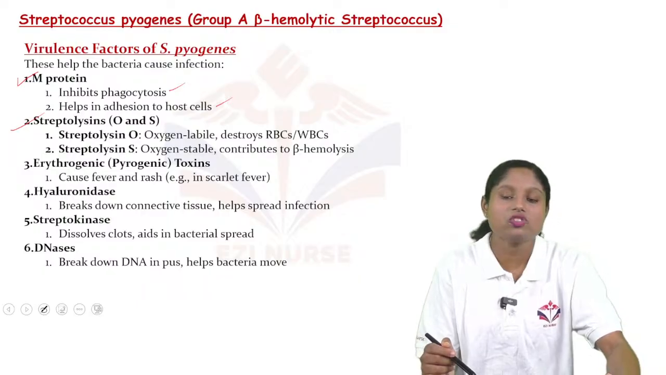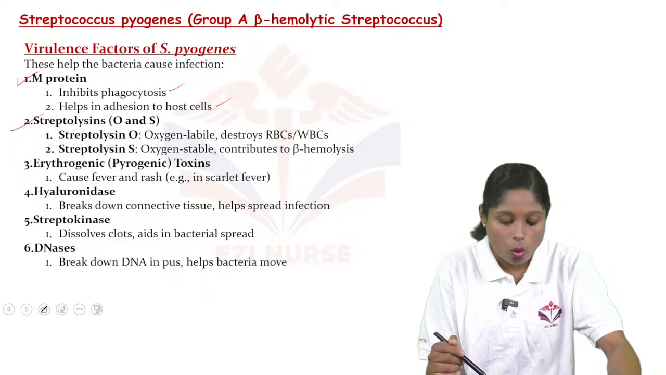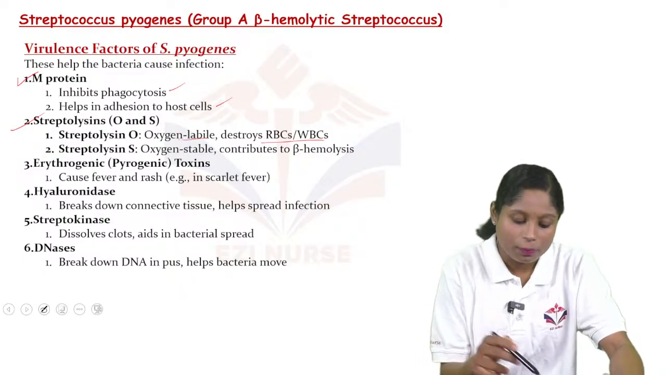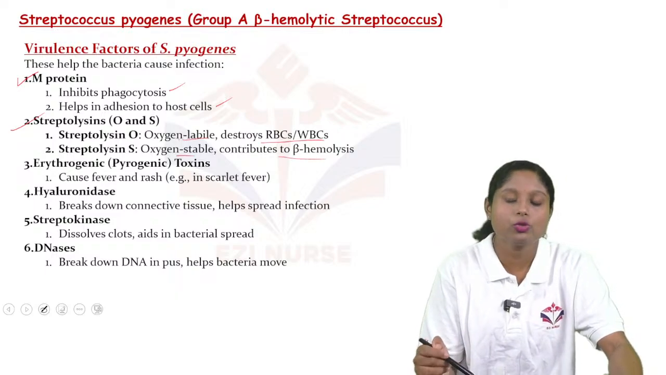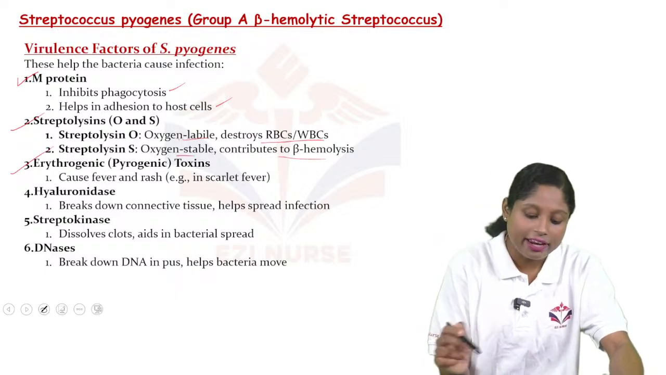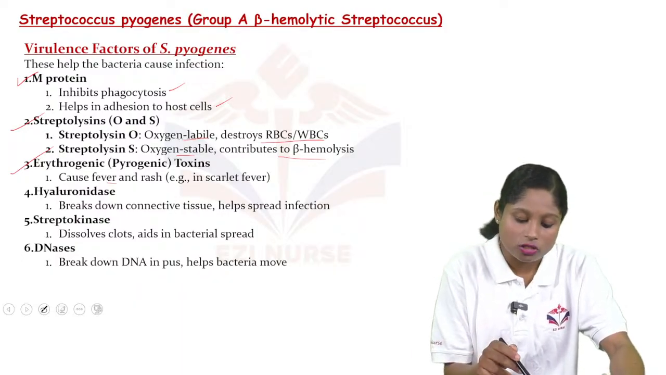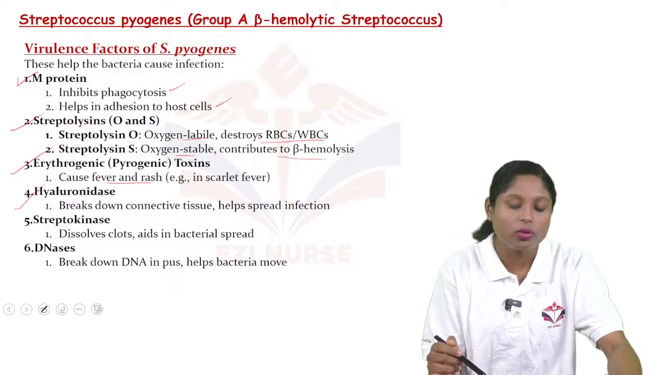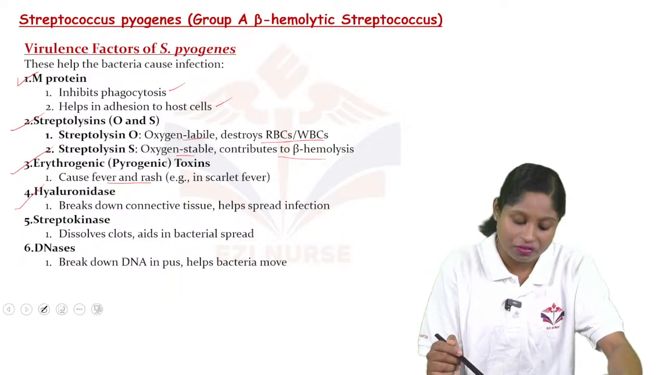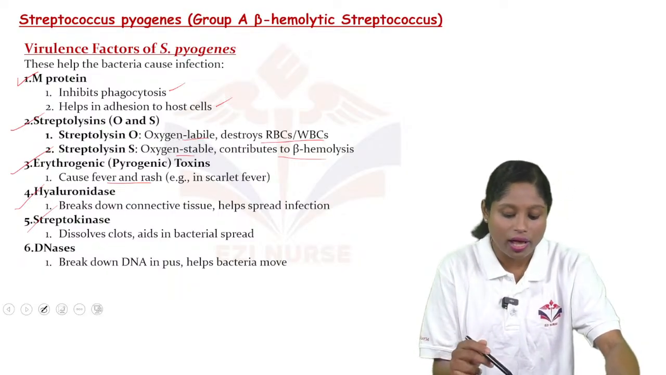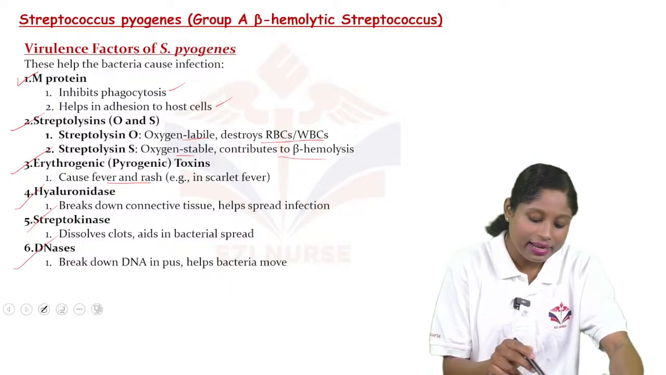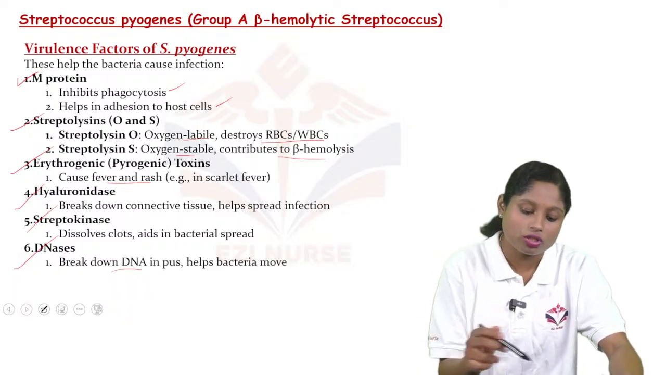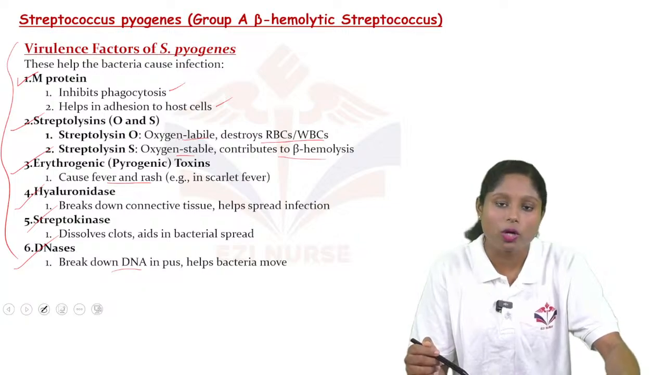Next are streptolysin O and S. Streptolysin O is oxygen labile, destroying RBCs and WBCs. Streptolysin S is oxygen stable and contributes to beta hemolysis. Next are erythrogenic or pyrogenic toxins, which cause fever and rash, like in scarlet fever. Hyaluronidase breaks down connective tissue and helps in spreading infection. Streptokinase dissolves clots and aids bacterial spread inside the body. DNase breaks down the DNA in pus, helping the bacteria move. So these are the virulence factors of Streptococcus pyogenes.